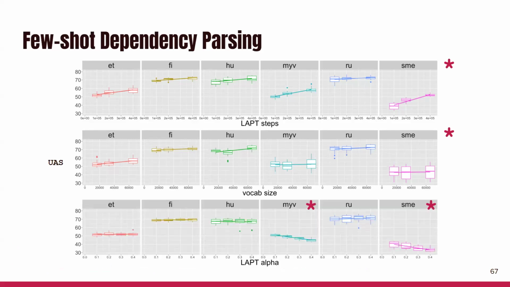But in terms of the language sampling alpha, we actually find that it's only significant for 2 of the languages in the few-shot dependency parsing setting. These languages specifically are Erzya and North Sami, which are the only 2 low-resource languages in our data that we have few-shot dependency parsing data for. So this is essentially telling us that the language sampling alpha is, in this setting at least, only significant for the low-resource languages and doesn't have a significant effect on the high resource ones.